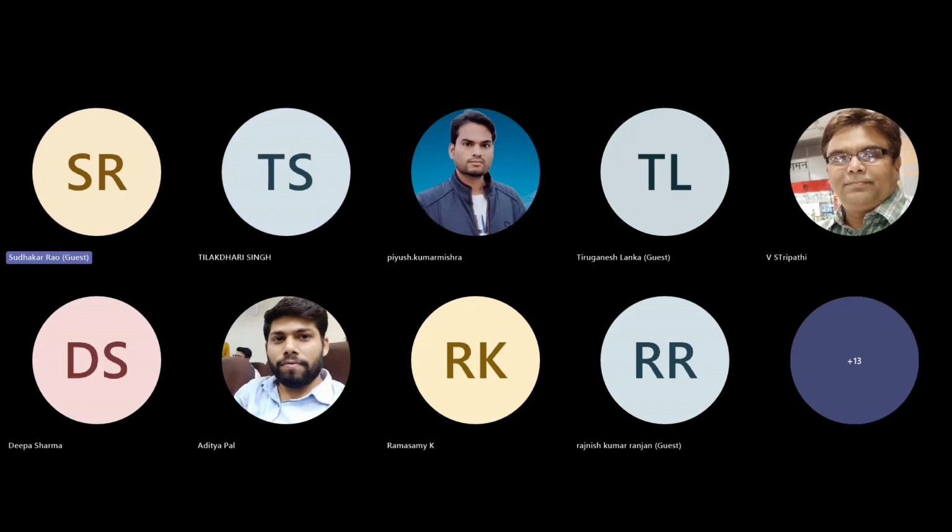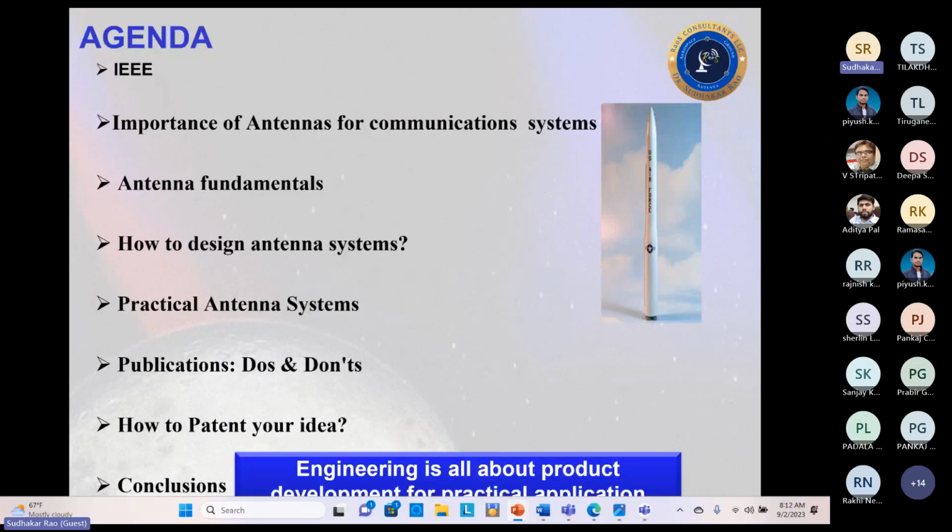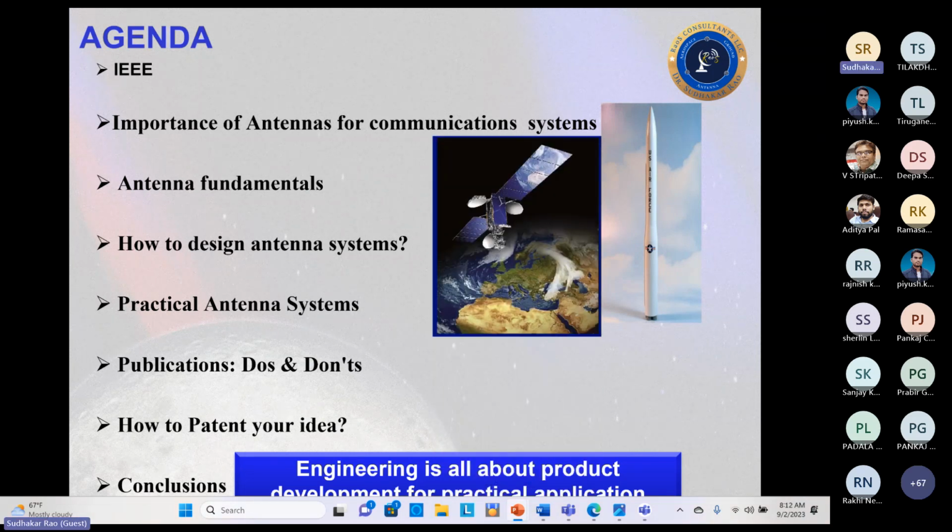Bottom line is engineering is all about product development for practical applications. So if you're a good engineer, you should be able to develop products, not just writing papers and attending conferences, but you should be able to develop some products which are useful to community as well as your company. So these are some of the examples.